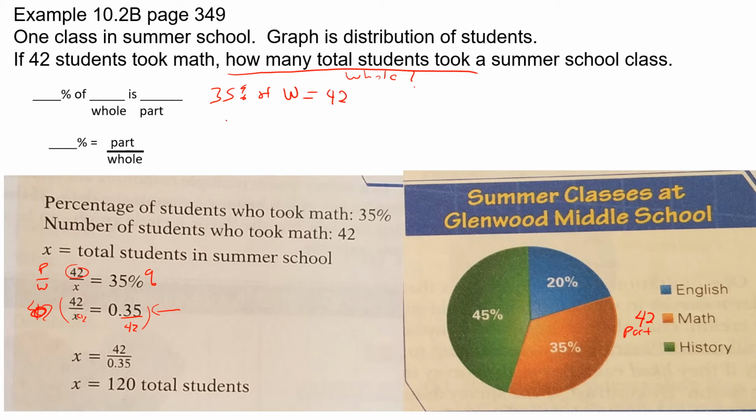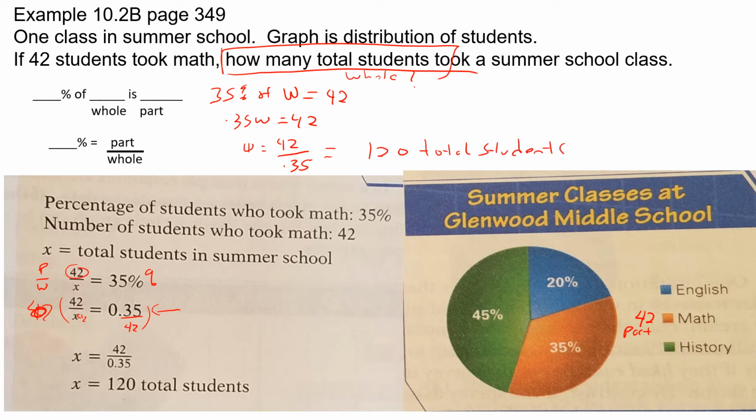So now I'm going to get 0.35W equals 42, and I'm solving for W, so I get W equals 42 divided by 0.35, right? And when you plug that into the calculator, you're going to end up with 120. Remember, what does that 120 represent? It represents the total amount of students.